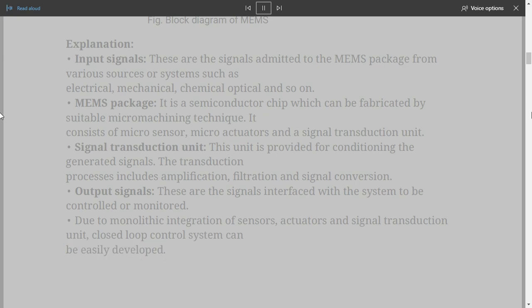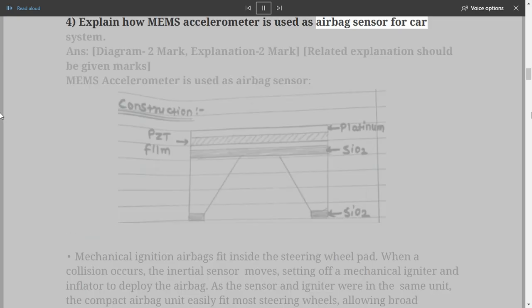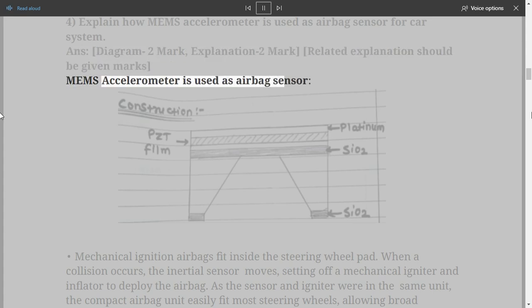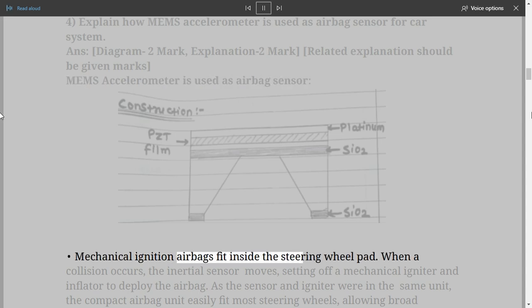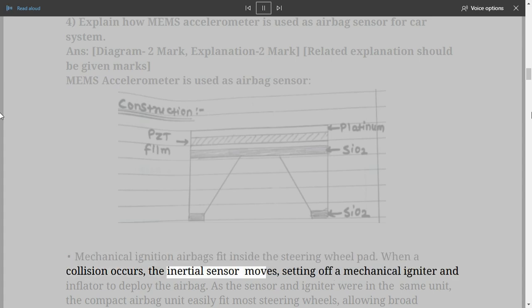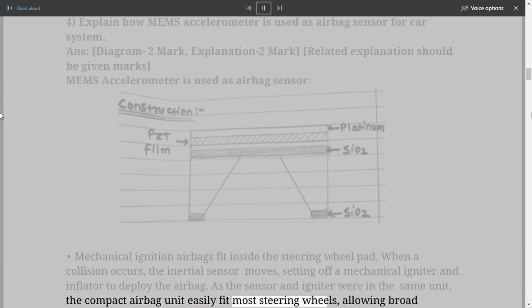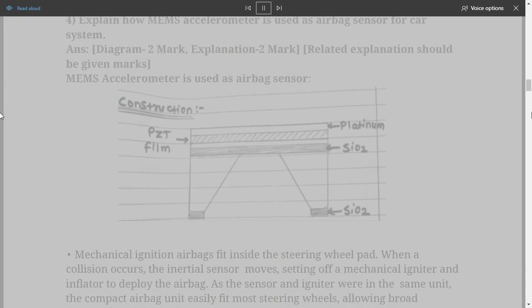4. Explain how a MEMS accelerometer is used as airbag sensor for car system. Diagram 2 marks, explanation 2 marks, related explanation should be given marks. MEMS accelerometer is used as airbag sensor. Mechanical ignition airbags fit inside the steering wheel pad. When a collision occurs, the inertial sensor moves, setting off a mechanical igniter and inflator to deploy the airbag. As the sensor and igniter were in the same unit, the compact airbag unit easily fit most steering wheels, allowing broad application of the airbag unit.